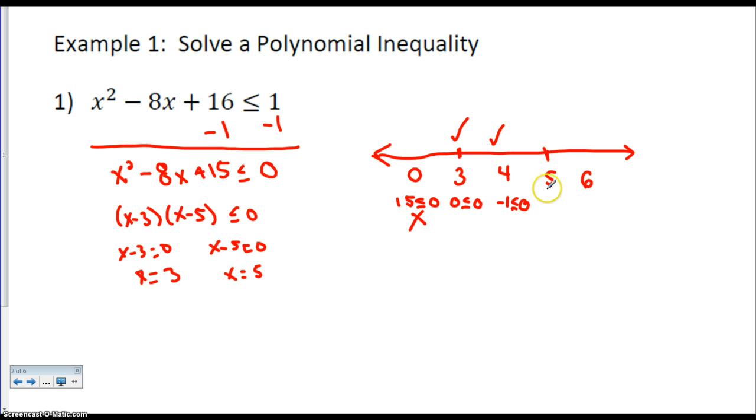When I plug 5 in, I get 0. Is 0 less than or equal to 0? Yes, so I know that's true.